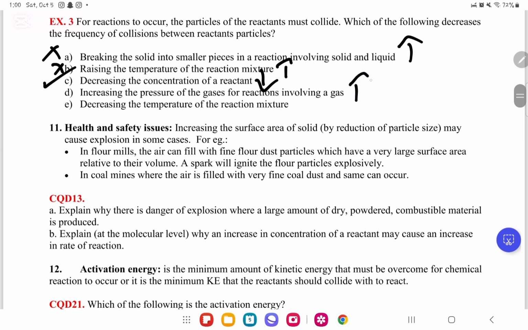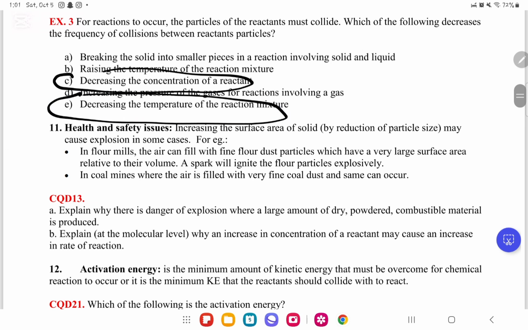Then, increasing the pressure for the reactants involving a gas will increase the reaction rate, so we do not take it. And finally, decreasing the temperature of the reaction mixture will decrease the reaction rate, so we will take it. So for exercise 3, we have C and E.